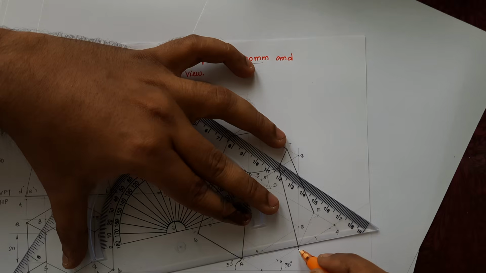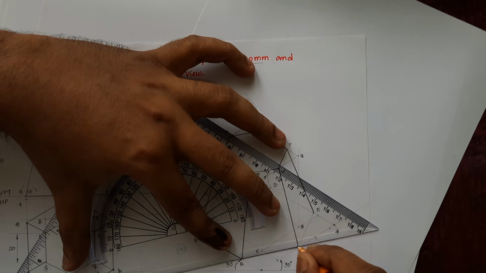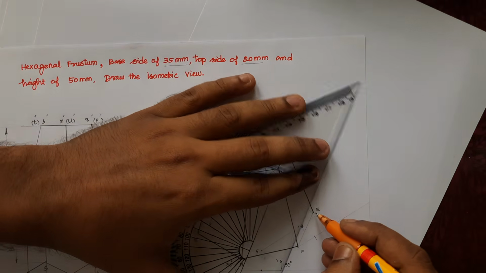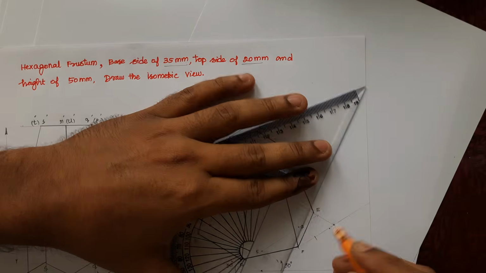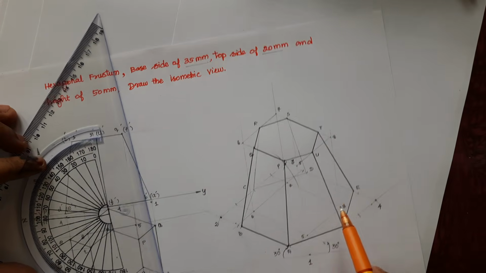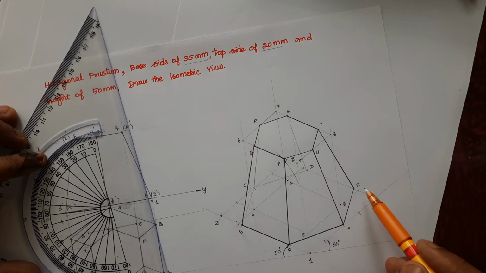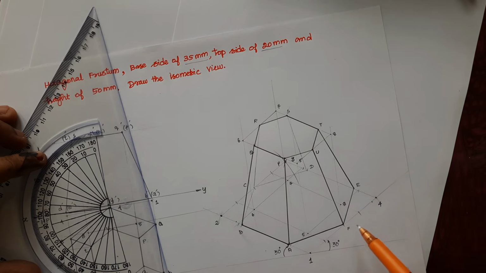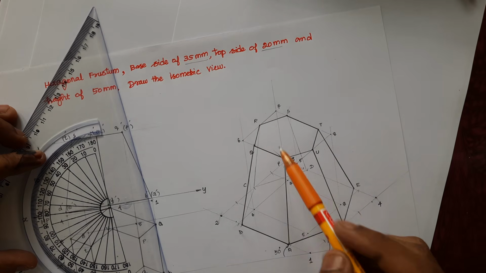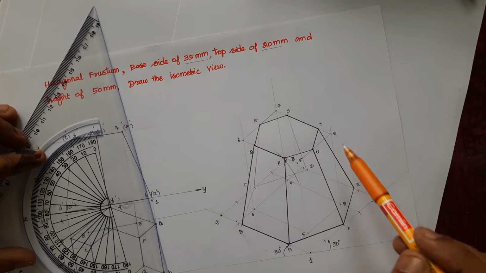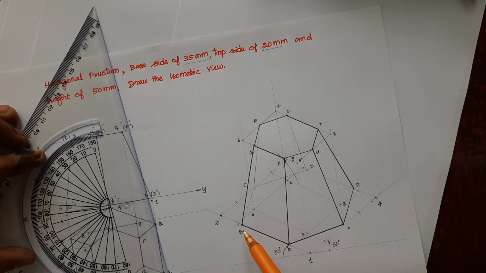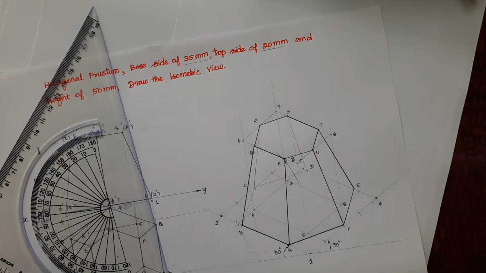And the front portion of the isometric view will be visible, so we mark it with thick lines. Among the 6 edges of the base, AB, AF, FE, these 3 edges are visible, and all the 6 top edges are visible, and 4 slanting edges are visible, which have corners at the visible base edges. Okay, so this is how we can draw the isometric view of a hexagonal frustum.